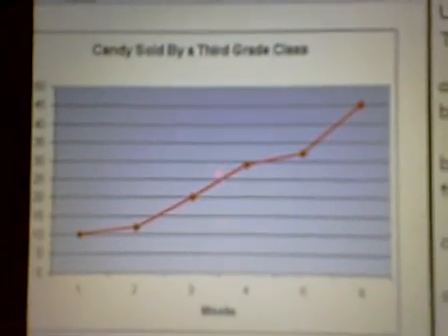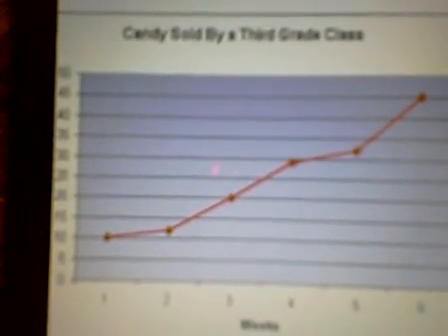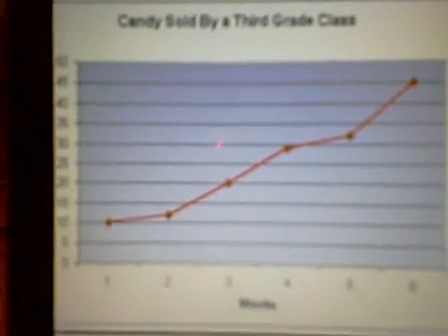C, each week candy bar sales increased. Increase means going up. That means from week to week, all of my numbers increased. And that's true. Last question, D. By week 6, the class sold 50 candy bars. Well, we have to think. Each week, they sold a certain amount. If we add up every single week, are we going to get more than 50? Show your work to find out if that is true or false.